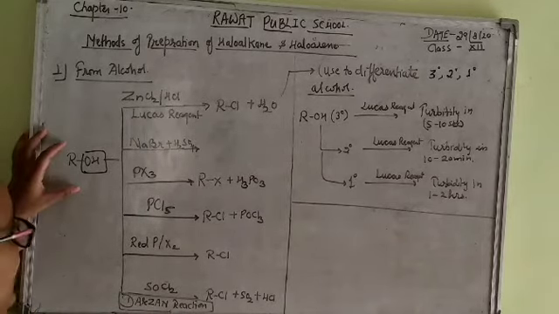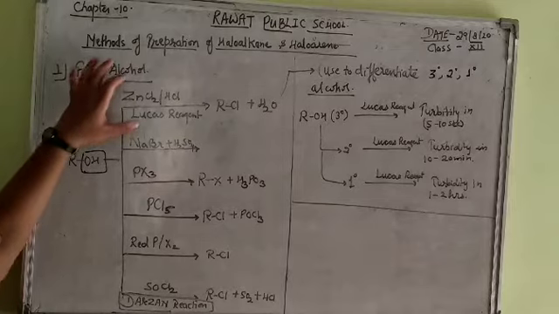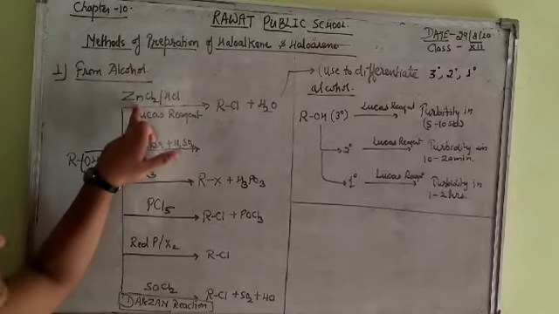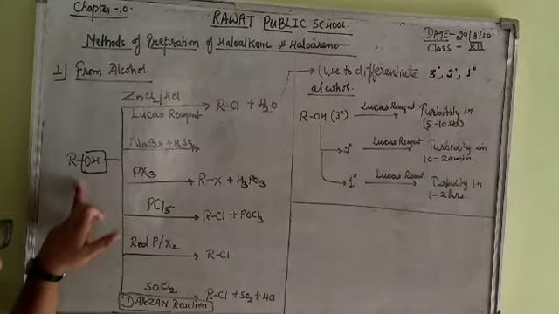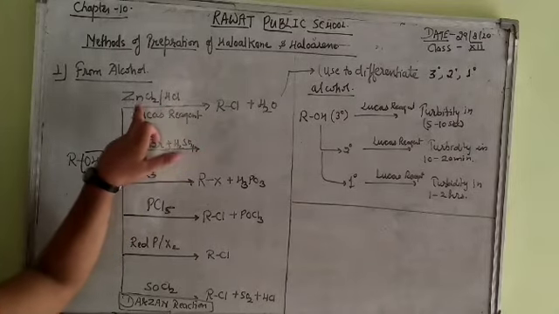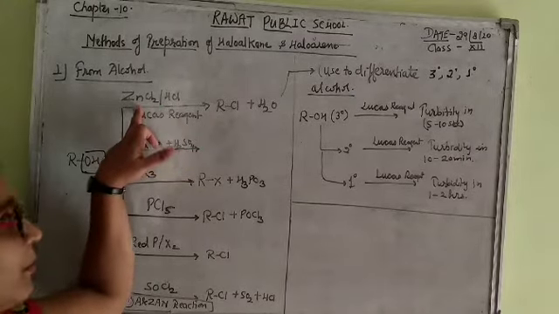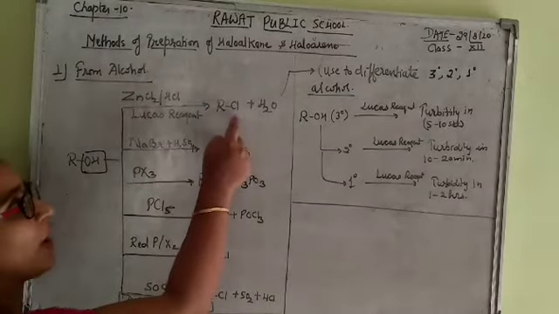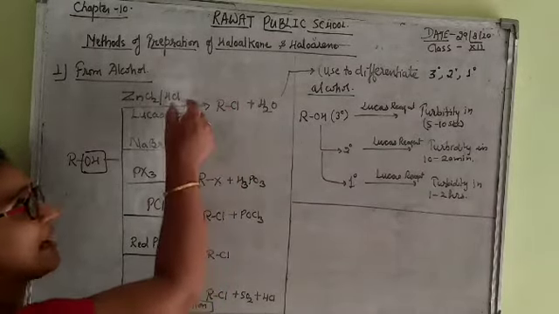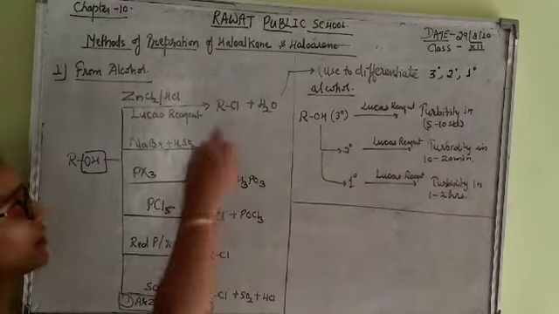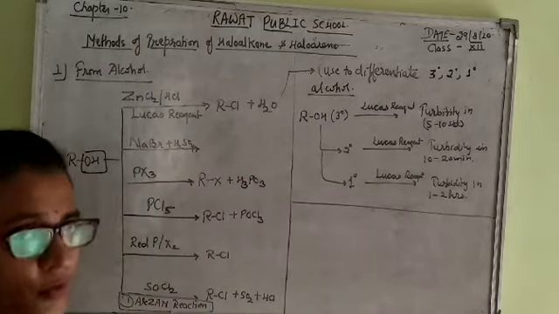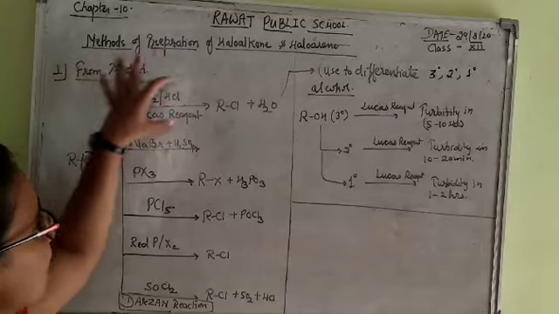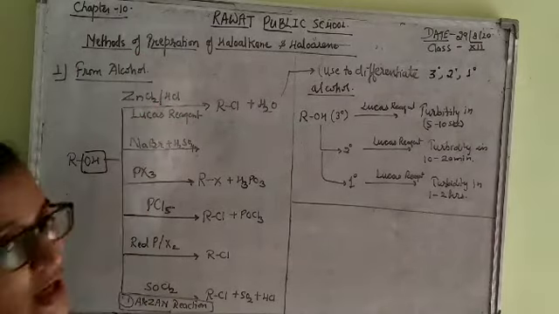First, the method: ROH reacted with HCl in the presence of ZnCl2. When alcohols react with HCl in the presence of ZnCl2, what happens? The alcohol group will be replaced by the halogen. What is the halogen here? The chloride group. So the OH is replaced by the chlorine group. Simple. And this ZnCl2 with HCl is known as Lucas reagent.